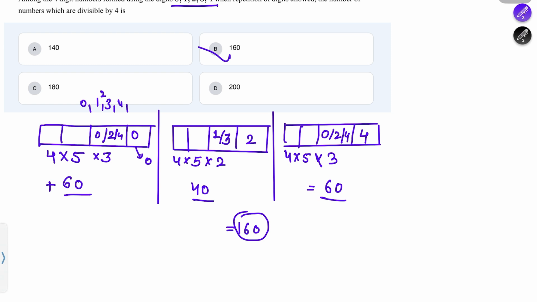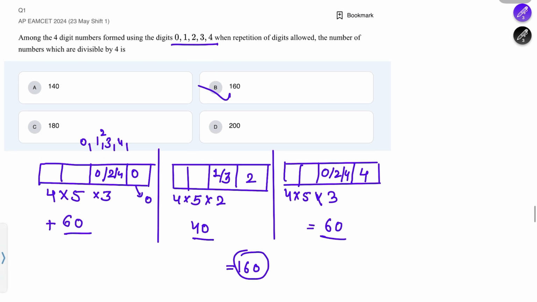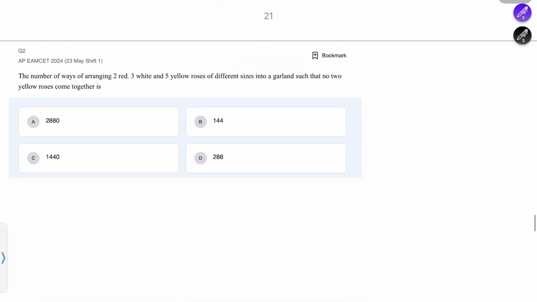So that is the easy process. You can use the step by step process. For the chapter permutation and combination, it is a very easy type at that time. Okay, let's start the next question. You can choose the question according to the step by step process at that time.